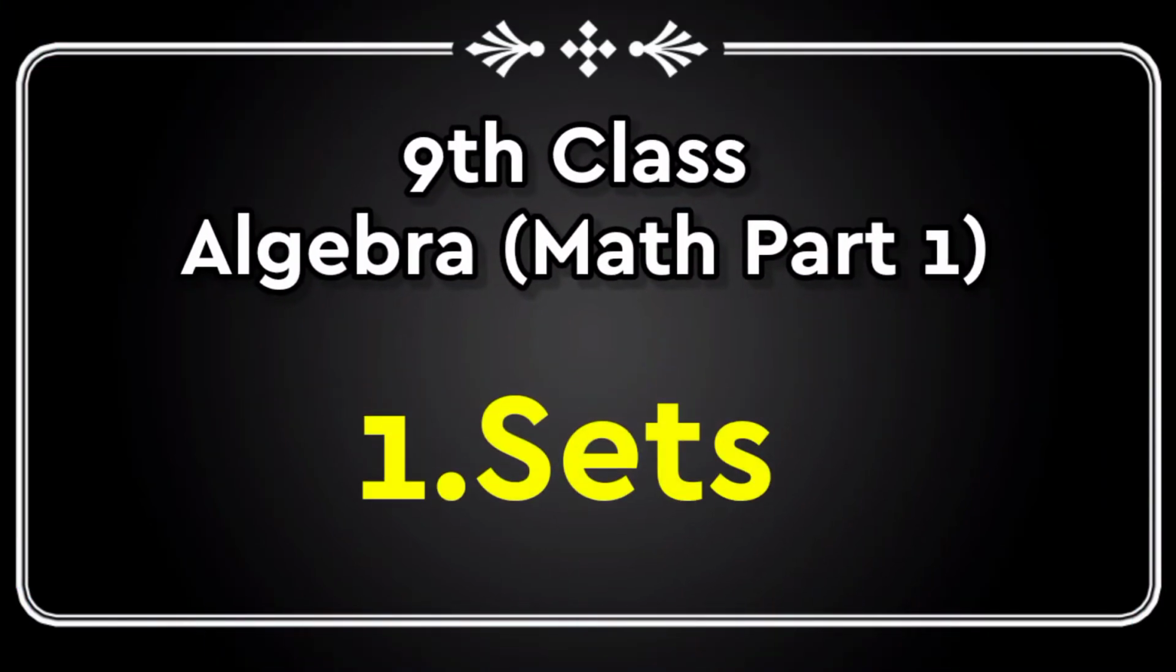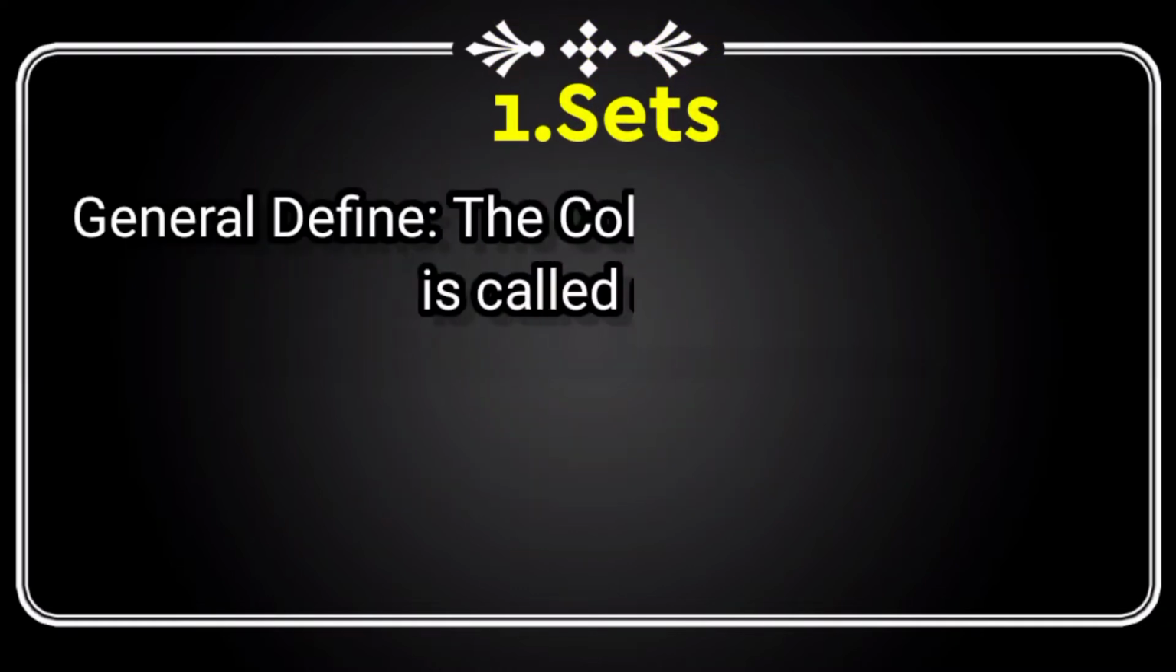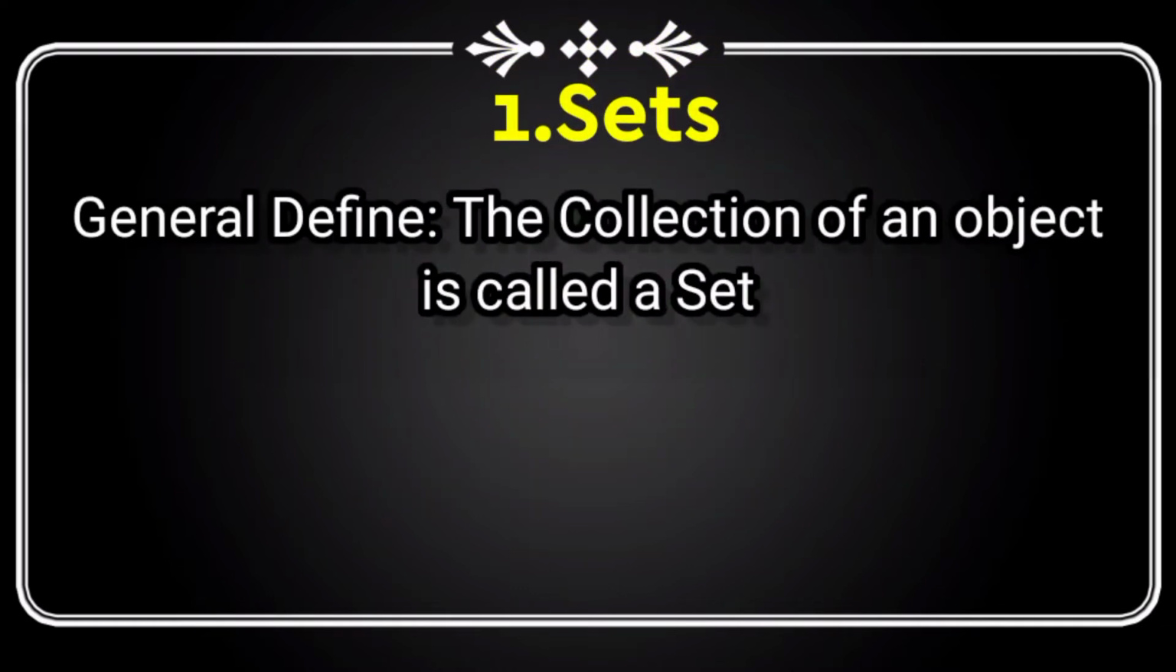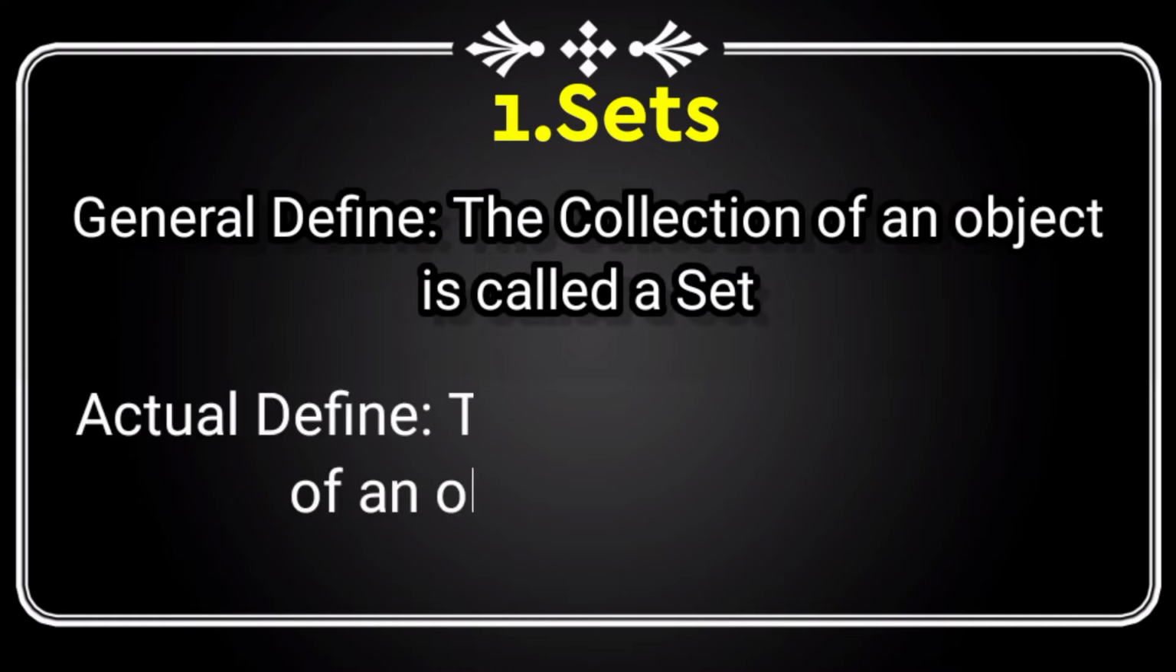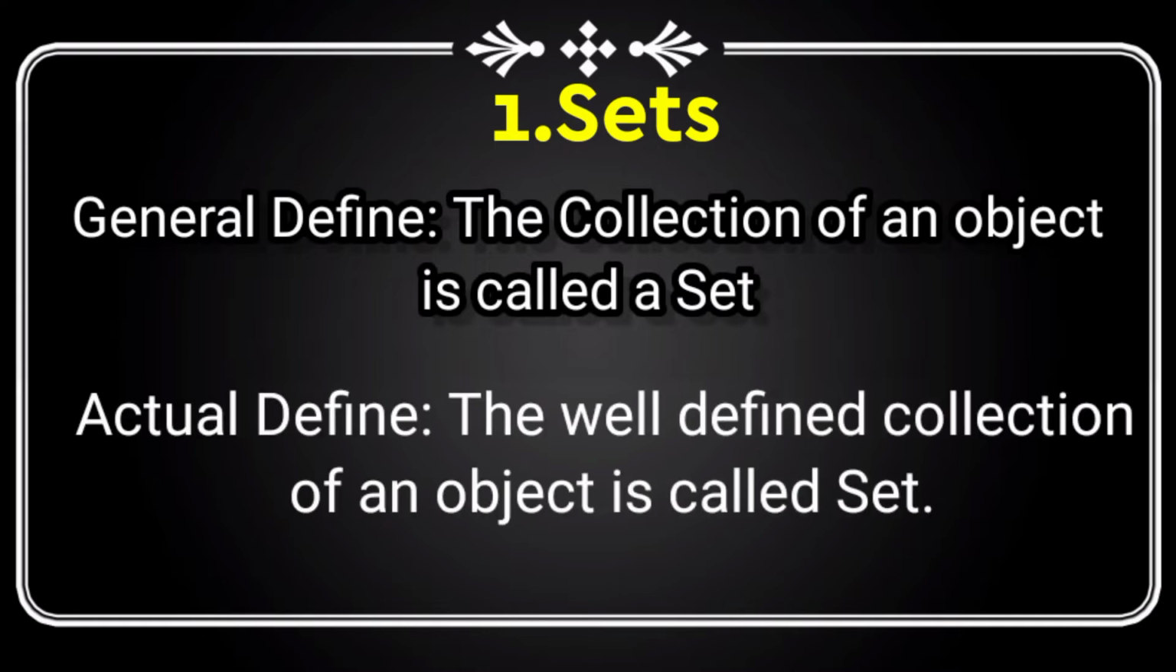In ninth class Algebra Math Part 1, the first lesson is sets. In general, we define a set as a collection of objects. Actually, the definition is: a well-defined collection of objects is called a set.